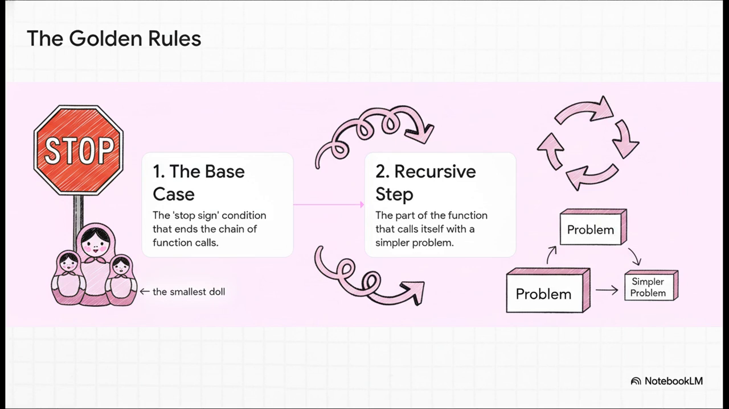Now, for this whole thing to not just run forever, you need those two golden rules. First up, the base case. Just think of this as the big red stop sign. It's a simple condition that tells the function, all right, you're done, no more calling yourself. It's the tiny solid doll in our Russian doll set. And second, you have the recursive step, and that's the part that does the magic. It's where the function actually calls itself, but it hands off a slightly simpler problem each time.